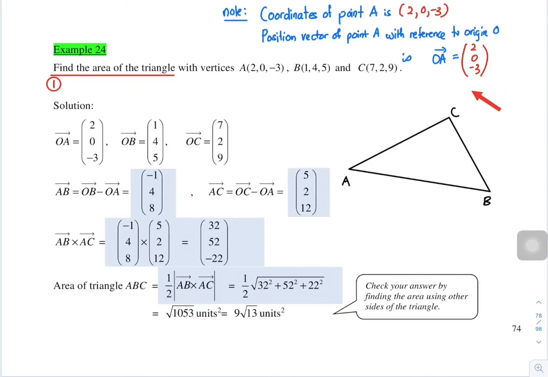So how do you find the area of this particular triangle? We need to choose any two sides that form a triangle. Let's say we choose AB, the vector, and AC, the vector. We cross those two vectors, then we get a new vector, and applying the area of the triangle, which is half of the magnitude of this, we will get the area of the triangle.